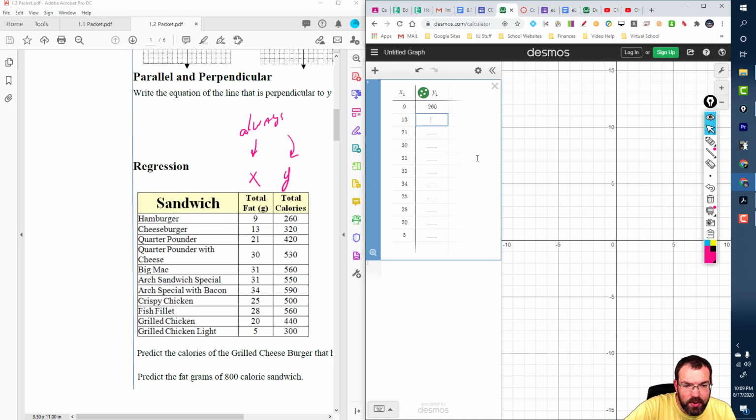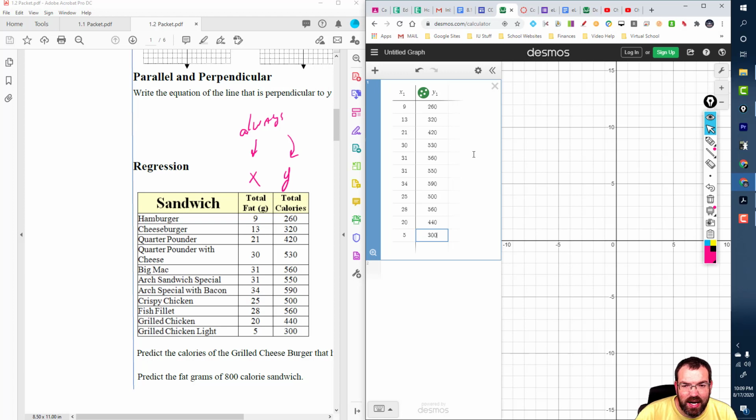So we got 260, 320, 420, 530, 560, 550, 590, that's a good one. 500, 560, my enter button's not working on my computer. 560, 440, and 300. Now, these are just a bunch of dots on a graph.